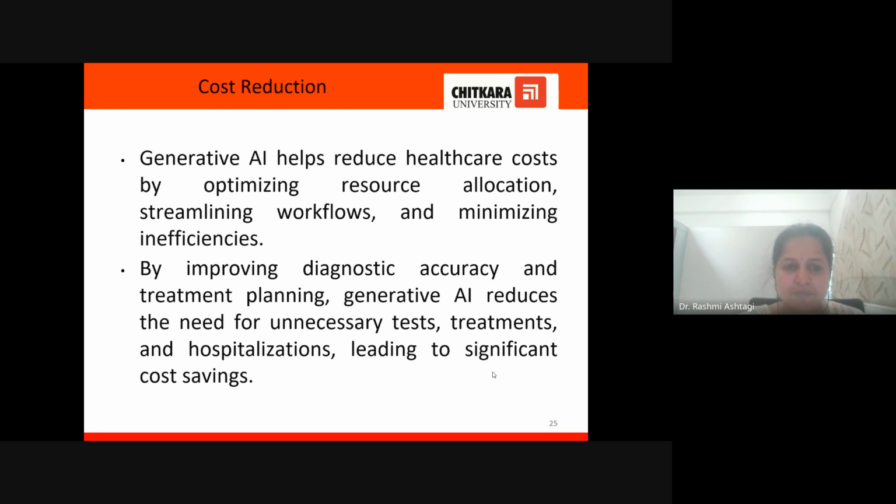If the tests are reduced, obviously the cost will be reduced. So many things are there which will significantly reduce the cost for the hospitals also, and indirectly, if the cost to the hospitals is reducing, obviously they will start charging less from the patients.